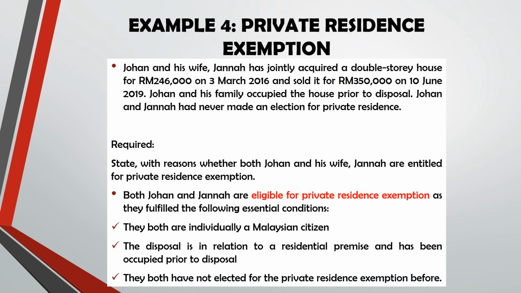So this is the example. Johan and his wife Jannah jointly acquired a double-story house for 246,000 on 3rd March 2016 and sold it for 350,000 on 10 June 2019. Johan and his family occupied the house prior to disposal. Johan and Jannah had never made an election for private residence. State with reason whether both Johan and his wife are entitled to private resident assumption.